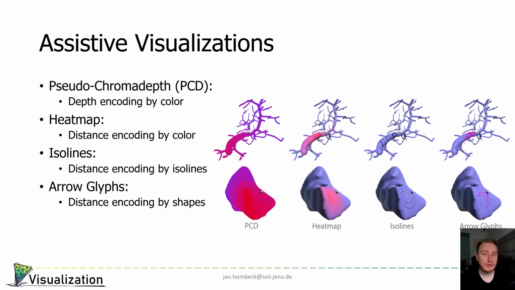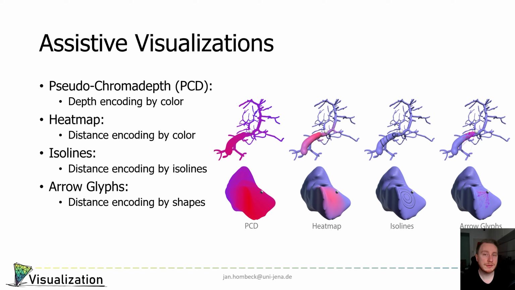In addition to those, we included 4 assistive visualizations: Pseudo-Chromadepth or PCD, Heatmaps, Isolines, and Arrow Glyphs. PCD is a technique that has already been proven useful for depth visualization of vessels in desktop applications. So we were interested if this means that this visualization is also useful in VR.